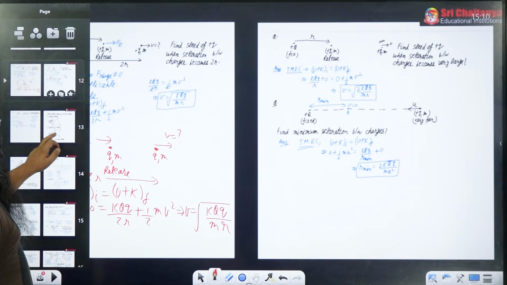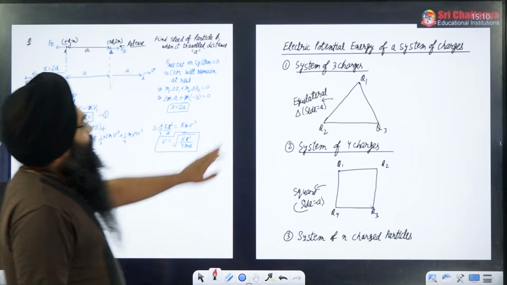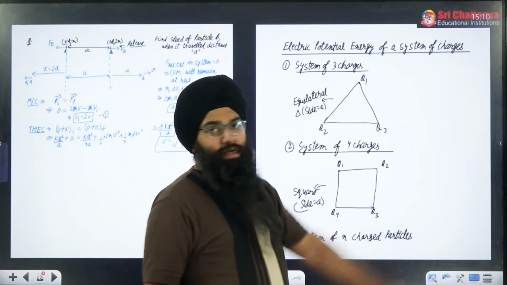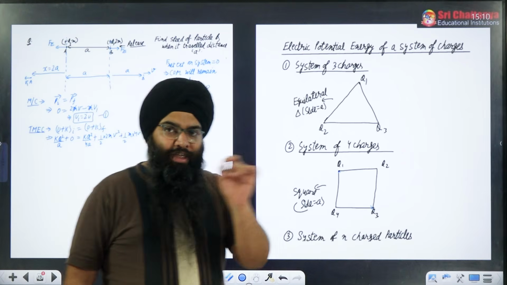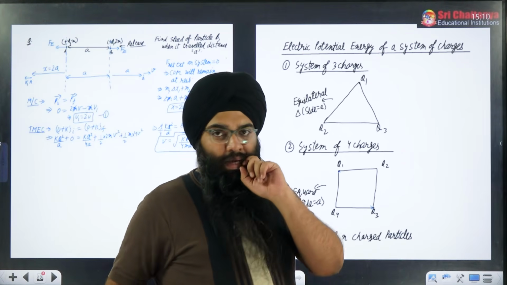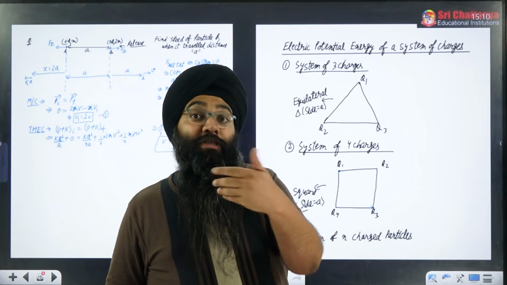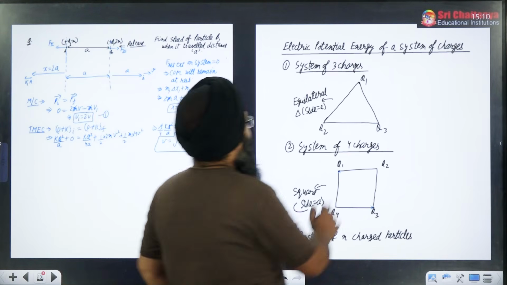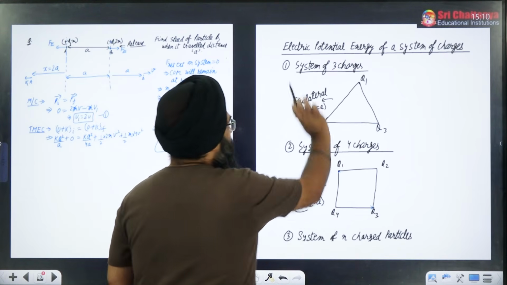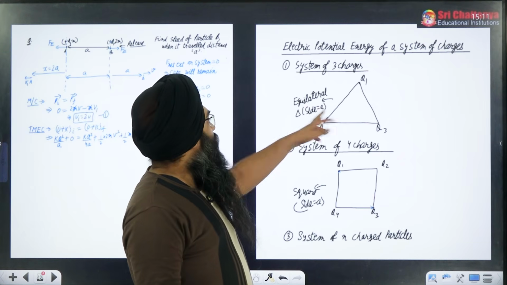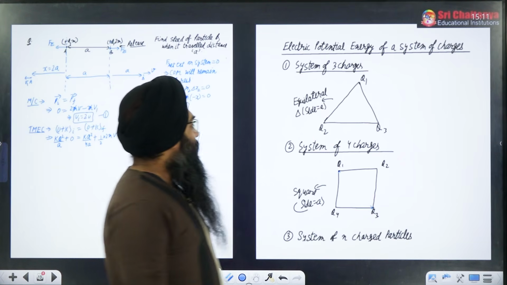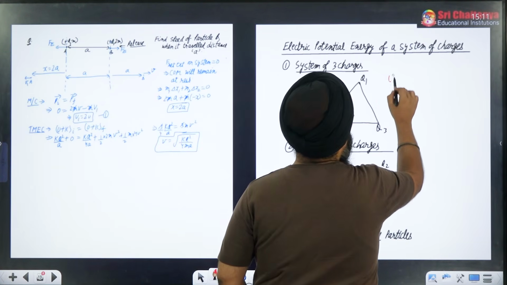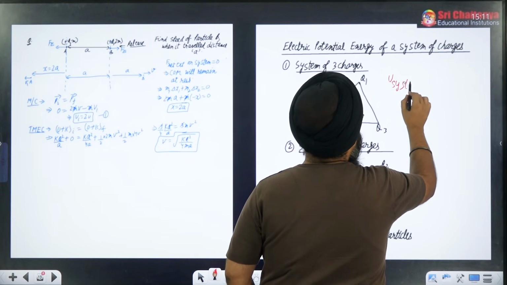Now let us discuss this concept: if the potential energy of a system of charges is given. Right now I have taken potential energy only due to 2 point charges. But suppose the potential energy of a system is given, then how will you calculate it? That is also very easy to calculate. Suppose you have a system of 3 charges placed on an equilateral triangle of side A, and they ask you to find the potential energy of the system. It is a very simple task.